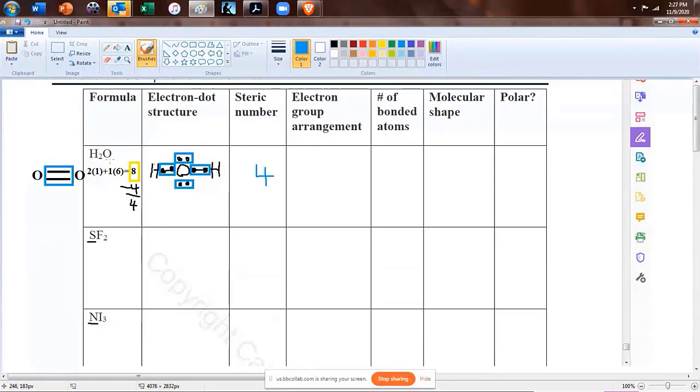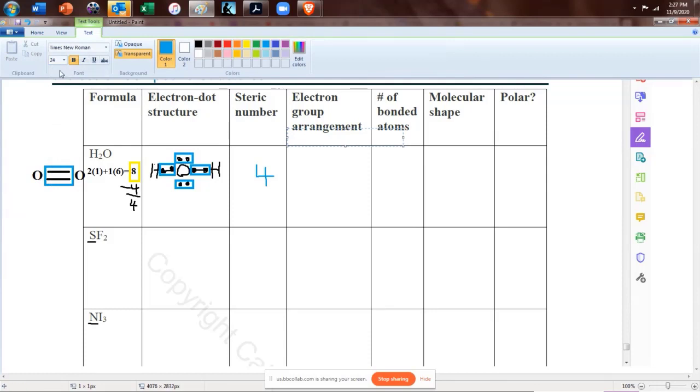So, steric number can be thought of either as the number of atoms plus the number of lone pairs bonded to the central atom, or simply the number of electron domains. In this case, the steric number is 4, 4 electron domains. As far as the electron group arrangement, this is also called the electron domain geometry. I'll write that down. Electron domain geometry.